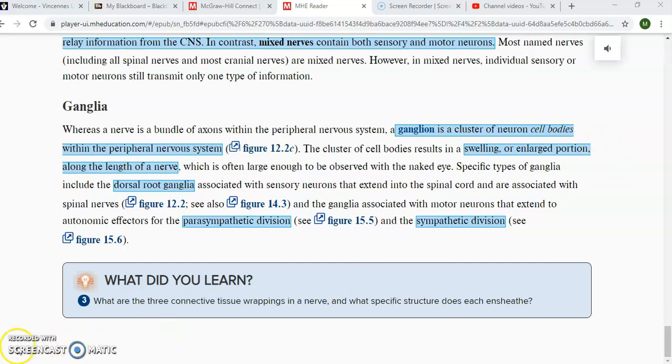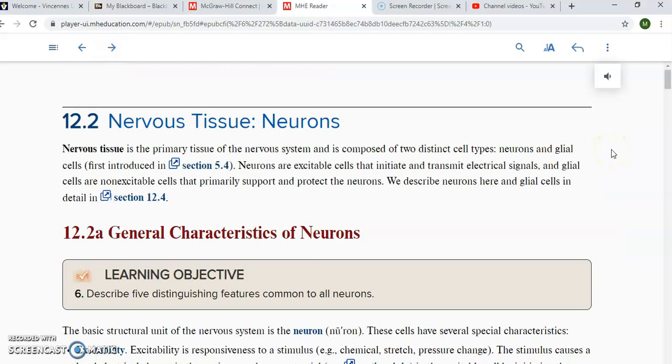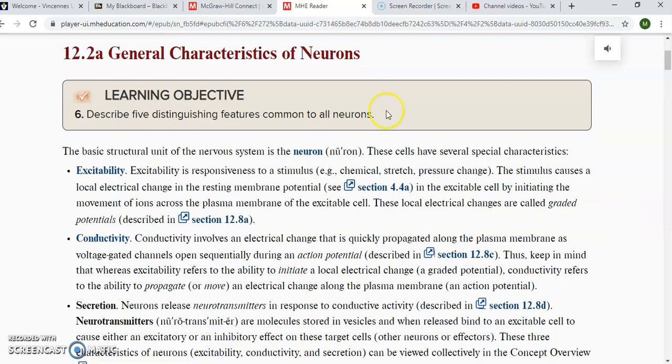Now we're going to start talking about the specific cells that are part of the nervous system and nervous tissue. We have two distinct cell types. First, we have the neurons. Sometimes they're called the functional cells of the nervous system, because they're the ones sending a nerve impulse, or action potential, from one area of the body to the other. So they're primarily the ones responsible for communication and control.